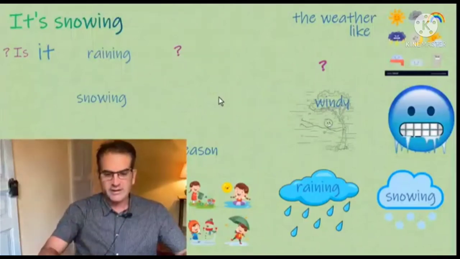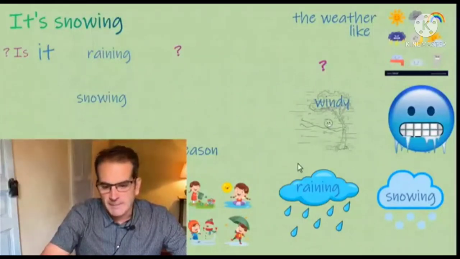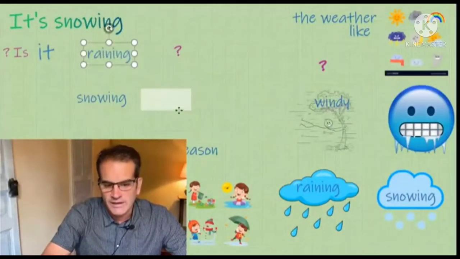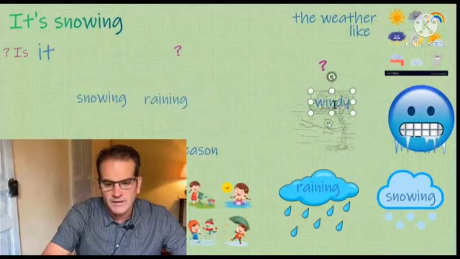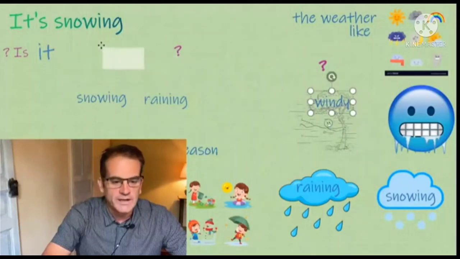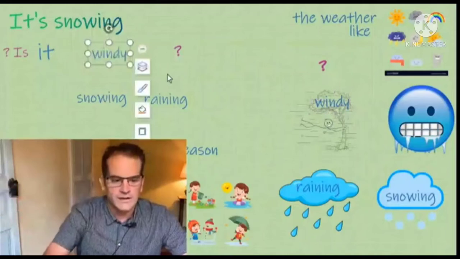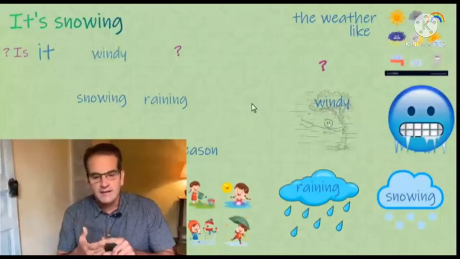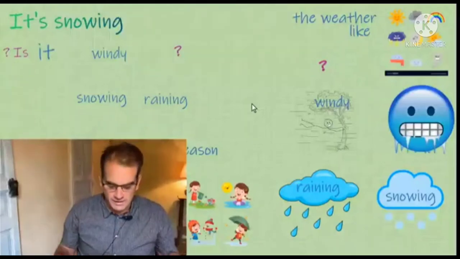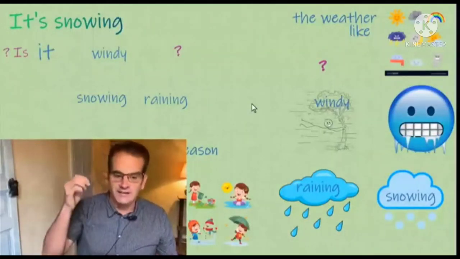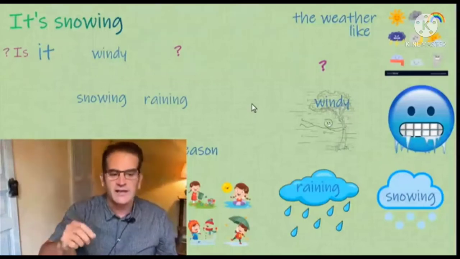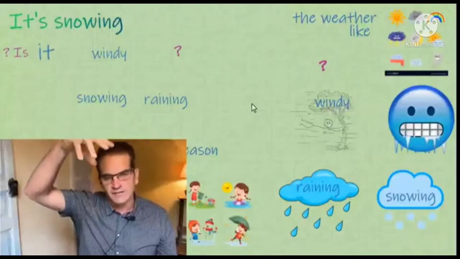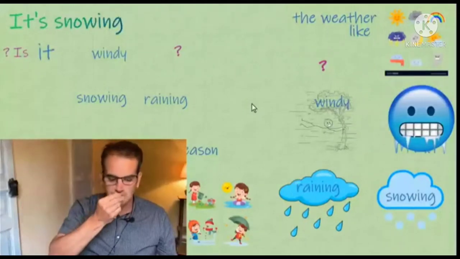All right, so is it windy? Is it windy today? What is the weather like? Is it windy? Is it raining? Is it snowing? What is the weather like? Well, it is snowing, okay? Today it is snowing. It's not raining, it's not windy, it's snowing.